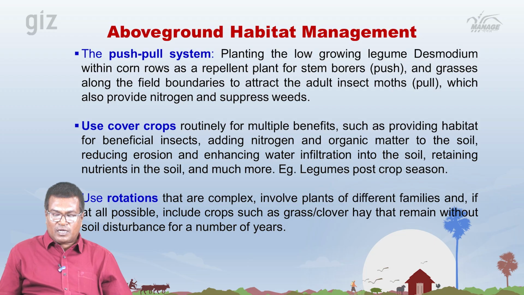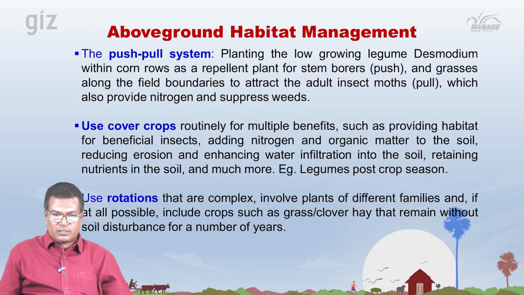Then using cover crops. After the main crop is over, instead of keeping the land vacant with the residual moisture, we have to grow some crops like these legumes, which will provide habitat for beneficial insects, and also add some nitrogen or organic matter into the soil, reduce erosion because of their presence, and enhance water infiltration into the soil. And much more ecological services will be done by these cover crops. So you need to have legumes after the main crop season.